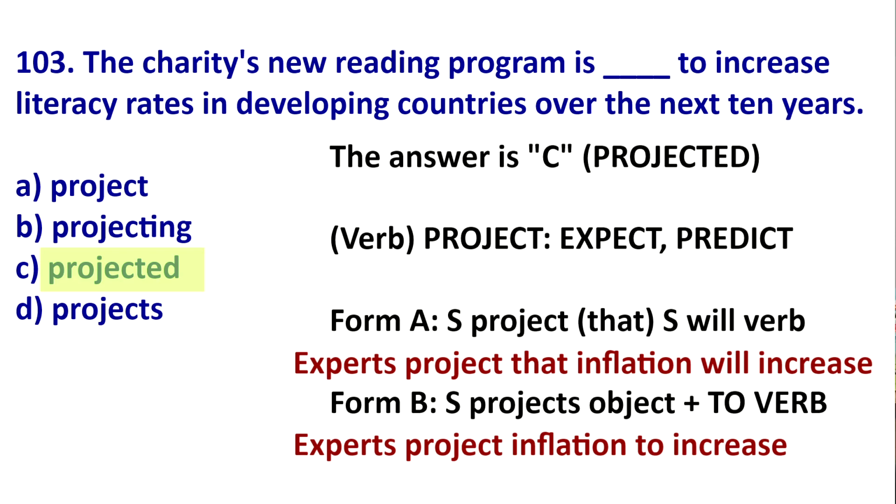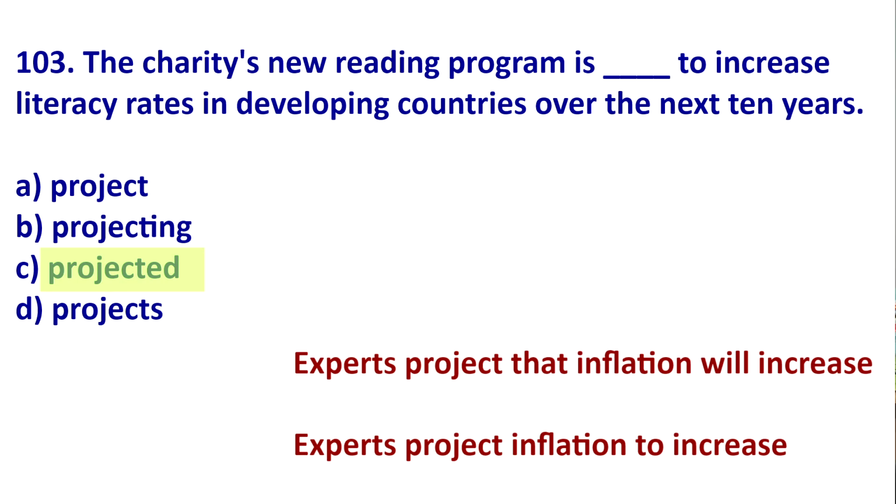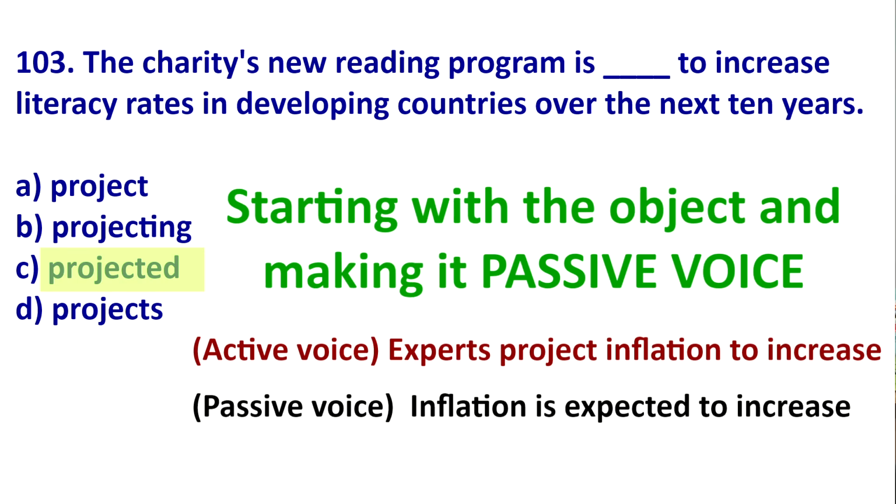I can also say experts project inflation to increase. So there are 2 ways you can use project here. However, if I wanted to make that sentence passive, I would say inflation is projected to increase. And then if I want, I could say by experts.